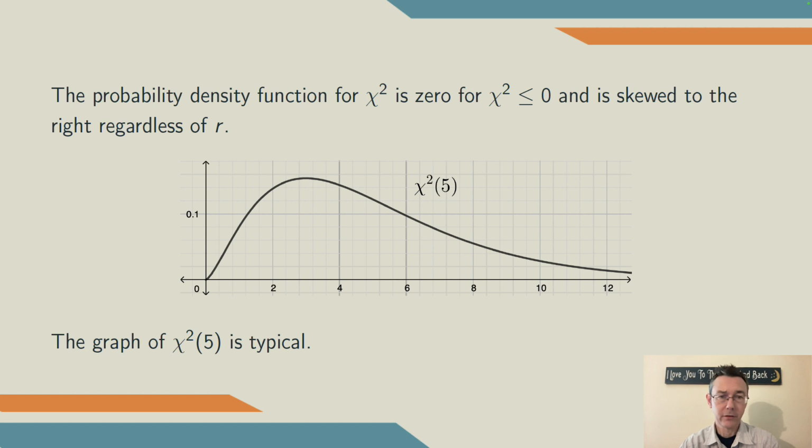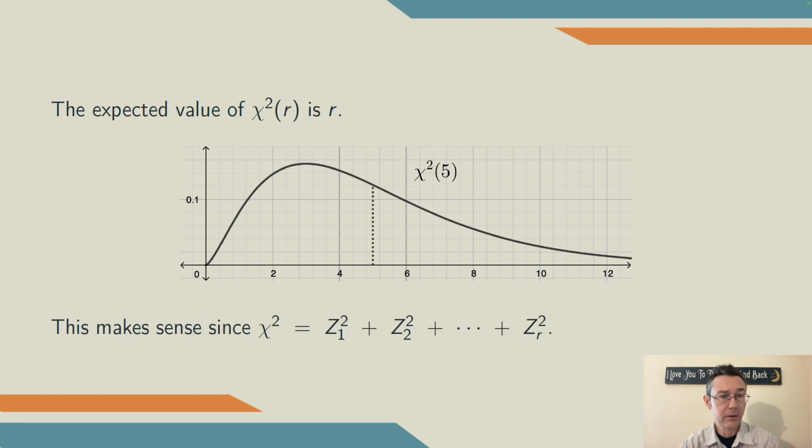The probability density function for chi-squared of r is always skewed to the right, and its support is always only the positive real numbers. Here's a graph of chi-squared of 5, which is totally typical. You can see the long right tail. The expected value of chi-squared of r is always r. So here I'm showing chi-squared of 5 with its expected value to the right of the mode of that distribution.